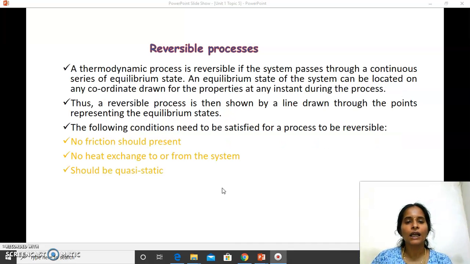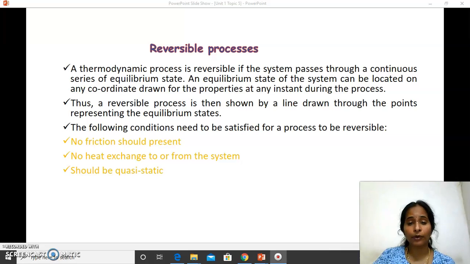Okay, a reversible process. It would be so interesting to know about this reversible process. A reversible process is a process where the system passes through a continuous series of equilibrium states. As I already explained during the quasi-static process, if you are able to go in the reverse direction, as you have seen in some films, by a time machine you can go back to that particular childhood or college time, like that.